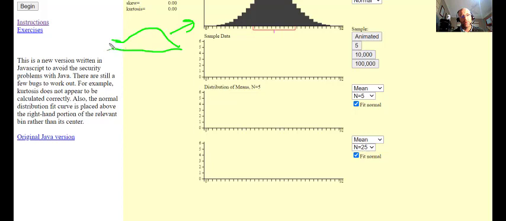Okay, that's a terrible drawing. That's a shocking drawing, but if you're watching this video, you know what a normal distribution looks like. That actually looks skewed. It's not supposed to be, it's normal.